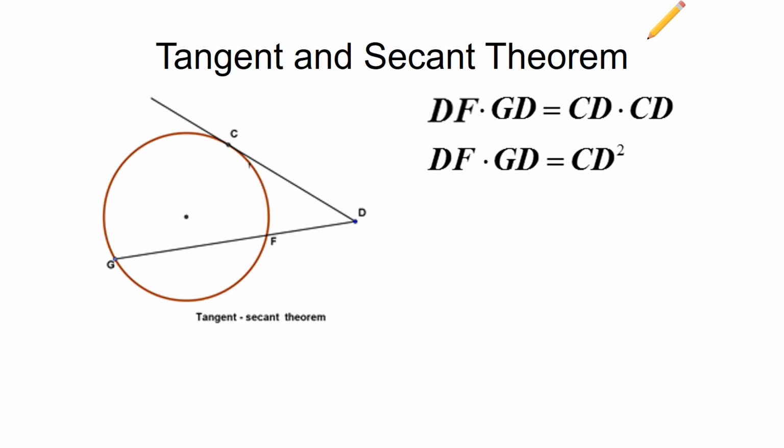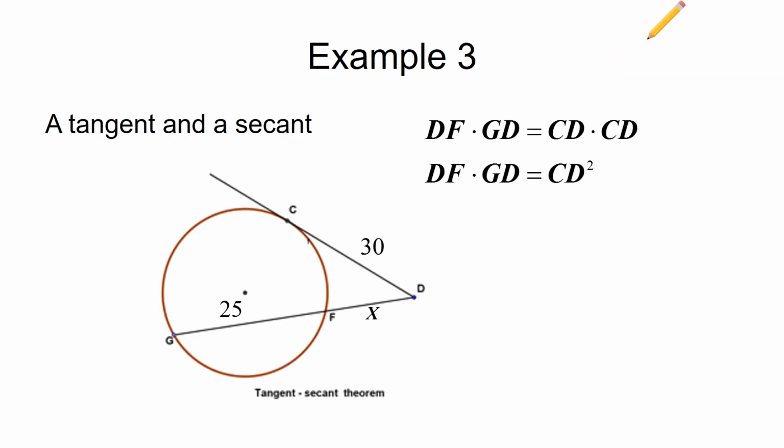That means that our equation would be the external part, DF, times the whole line, which is GD, and then our other line, the external part, which is CD, and the whole line, if it stops at C, is also CD. So our theorem or our formula would be DF, that segment, times GD is equal to CD squared. And let's look at an example so that we can make sense of this.